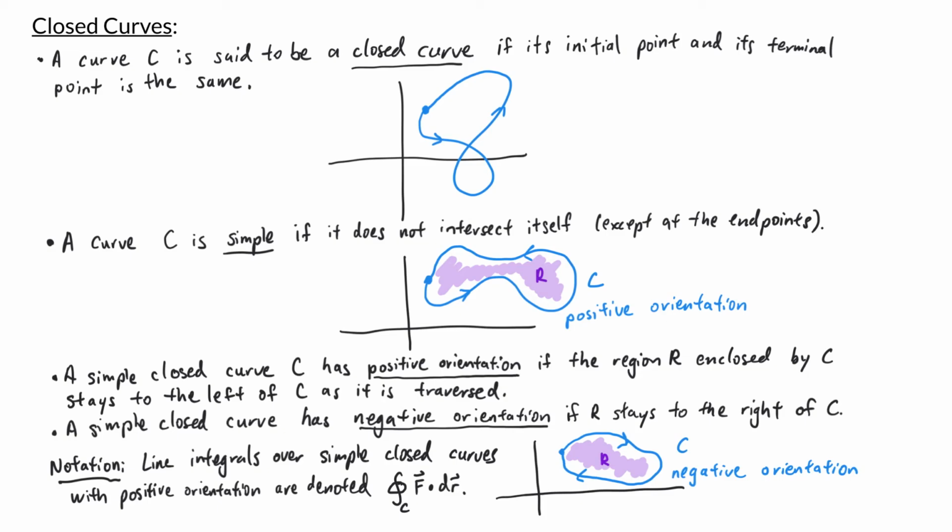This is because of the fundamental theorem of line integrals. We can evaluate that line integral by taking the difference of the potential function evaluated at the endpoints. And for closed curves, the endpoints are the same, so this difference is 0. What we'll look at in the next videos is how to evaluate this line integral when f is not a conservative vector field.